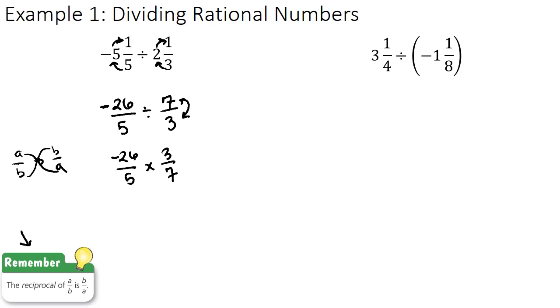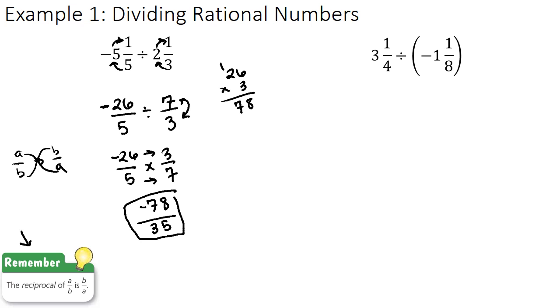When we're multiplying fractions, we just multiply straight across. So as we do that, we are going to have 26 times 3. 3 times 6 is 18, carry that 1. 3 times 2 is 6, plus 1 is going to be 7. So I'm going to end with negative 78 all over 35, and that is going to be my answer right there.